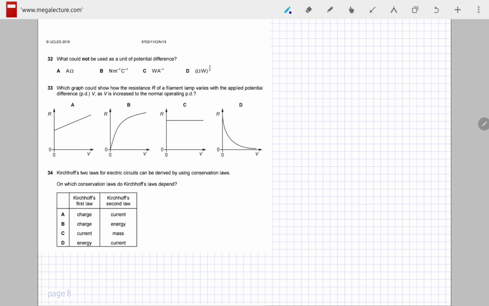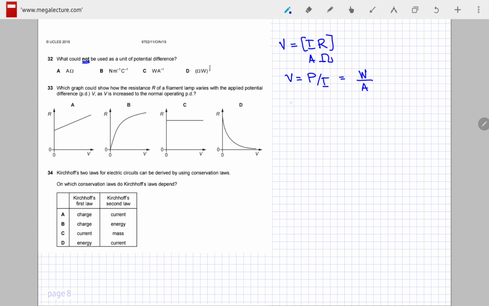32. What could not be used as a unit of potential difference? So we'd have to see what are the possibilities for the units that can be derived for potential difference. We know that the potential difference is given as V is equal to IR from Ohm's law, which gives you I amperes and R ohms, right? So the units for these are this. Then you have potential difference is P over I, which gives you units watt per ampere.